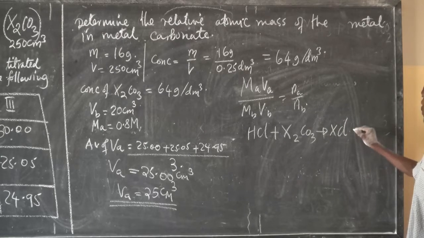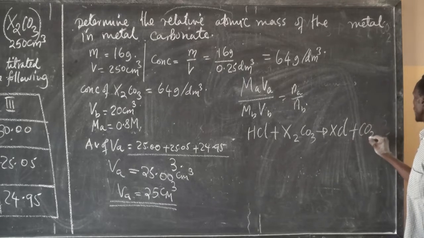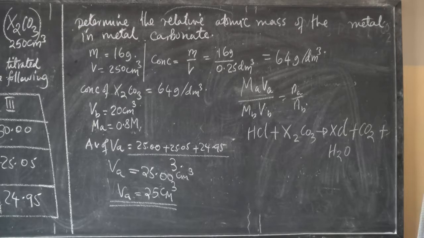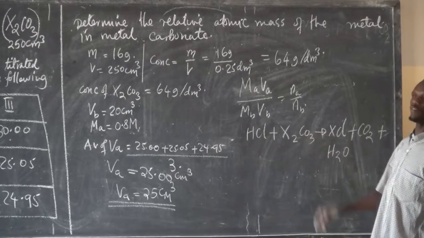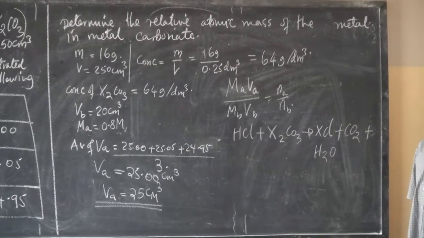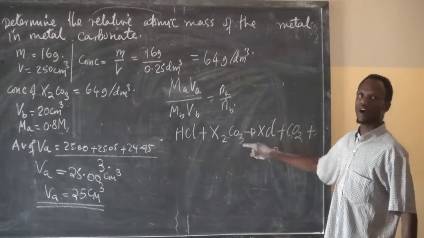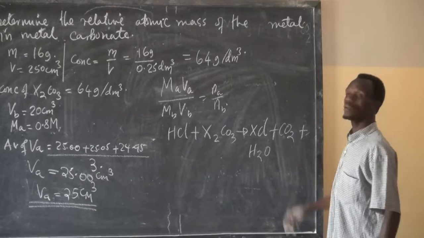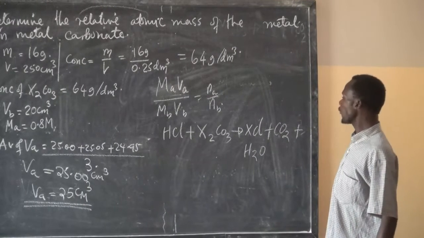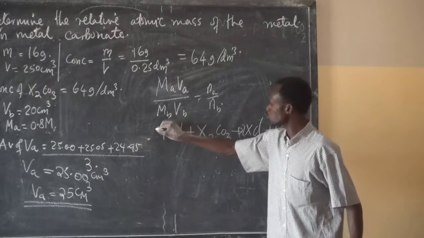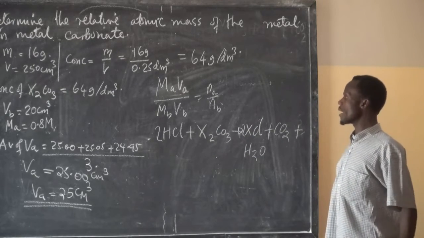This is salt plus carbon dioxide plus water. That is the reaction. Because if carbonate is involved, there is a production of carbon dioxide, but if carbonate is not involved, it's only salt and water. Now from here we balance. Here we have 2, then here 2. Now the equation, I think it is balanced.